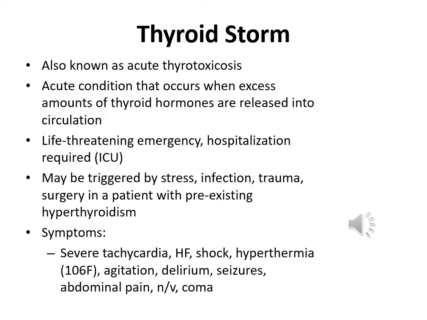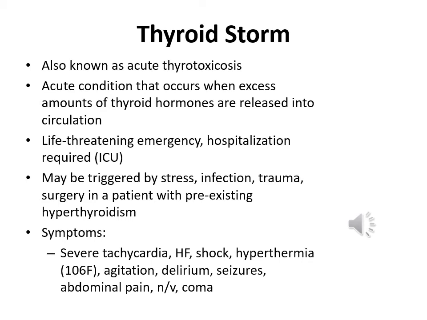Thyroid storm, also known as acute thyrotoxicosis, is an acute condition that occurs when excess amounts of thyroid hormones are released into circulation. This is a life-threatening emergency. It requires hospitalization, most likely in the ICU. Thyroid storm may be triggered by stress, infection, trauma, or surgery in a patient with pre-existing hyperthyroidism.